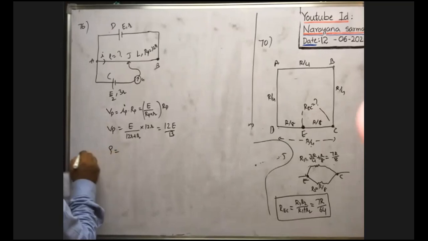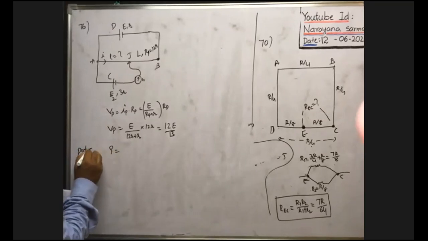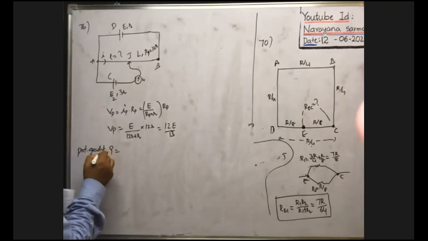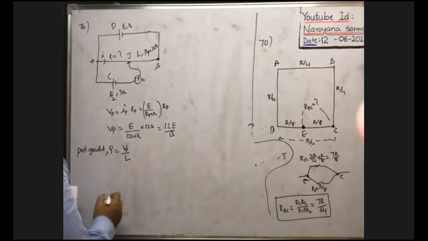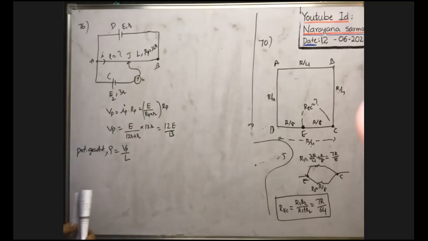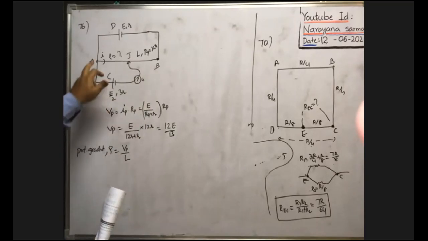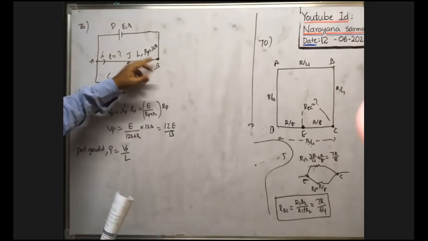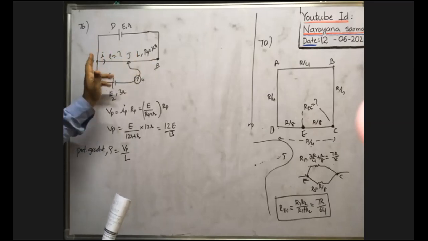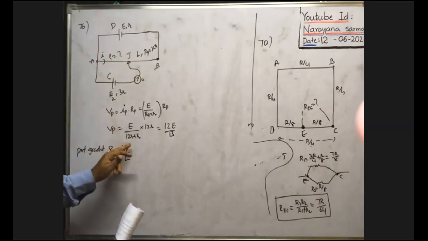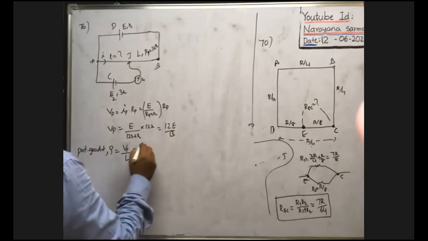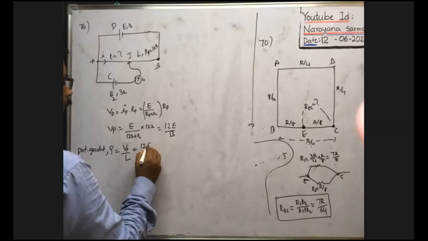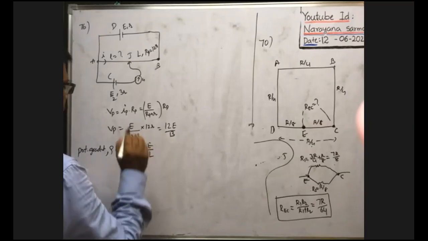Potential gradient rho is equal to the potential drop across the potentiometer wire divided by the total length of the potentiometer wire, because it is the potential drop across the potentiometer wire of length capital L. So the potential drop per unit length is Vp by L. Vp is 12E by 13, so rho is 12E by 13L. So this is the potential gradient. Now what is the balancing length they asked?